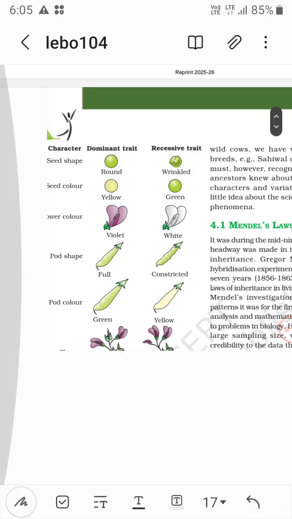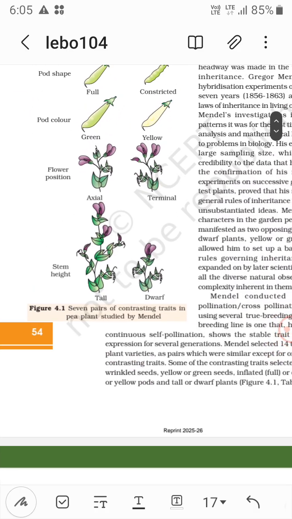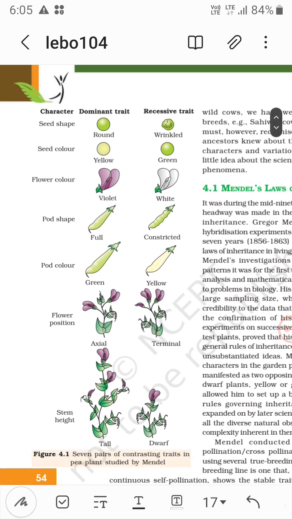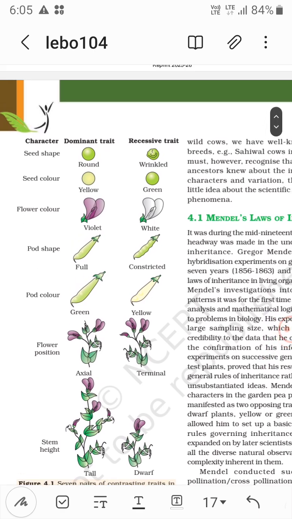Now we are going to study the seven pairs of contrasting traits in pea plant studied by Mendel. The characters are seed shape, seed color, flower color, pod shape, pod color, flower position, and stem height. Seed shape is round and wrinkled, with the dominant trait and the recessive trait.